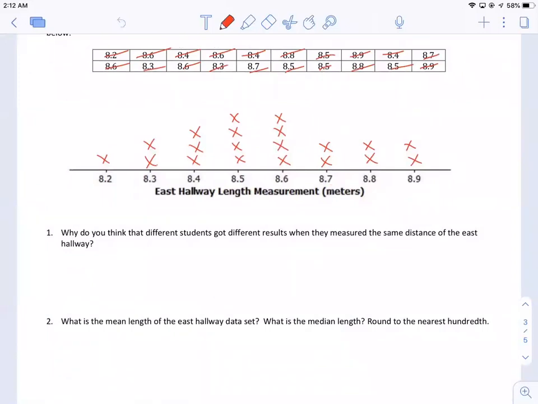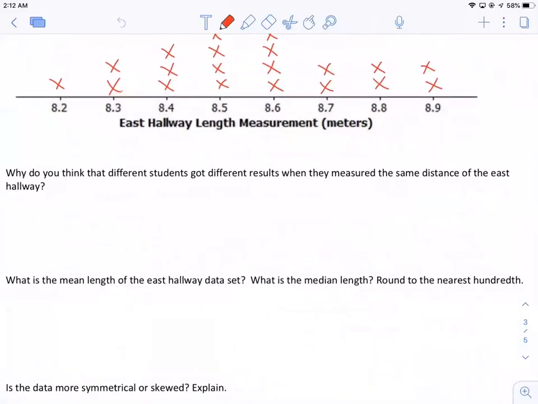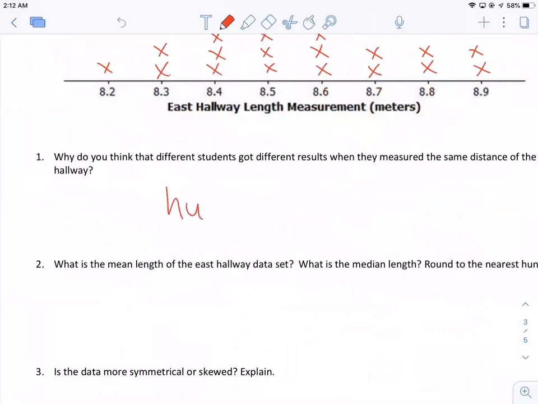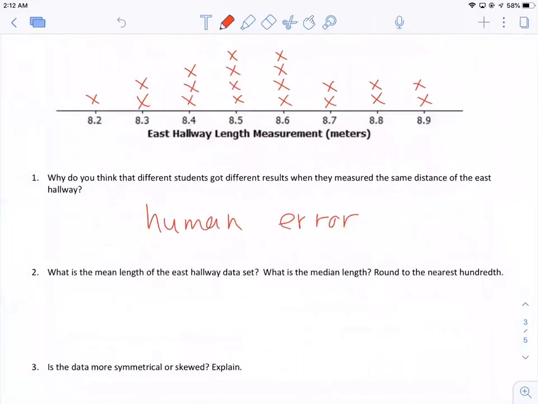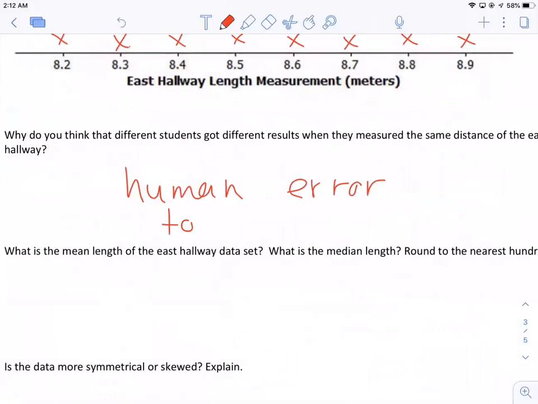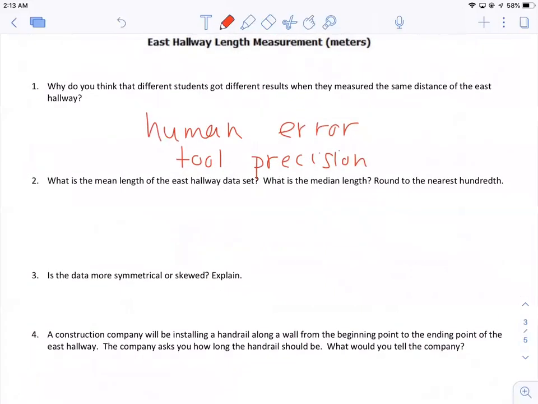Why might they get different results? Well, human error, because maybe the meter stick is not perfectly precise. It could be a whole bunch of different reasons. So probably human error is the biggest one, but it could also be tool precision. Maybe it's not precise enough. So what is the mean length of the east hallway? What is the median length?